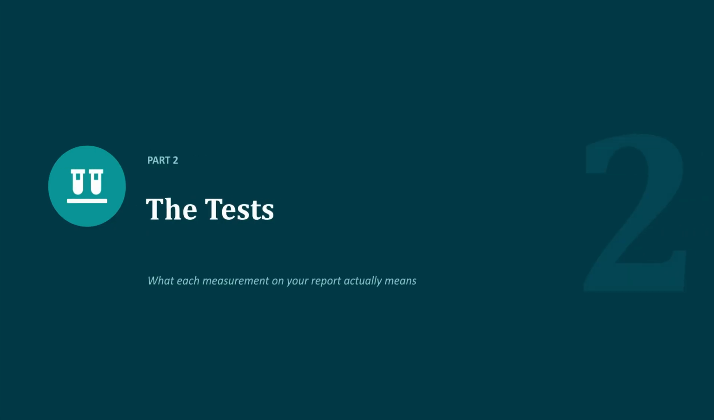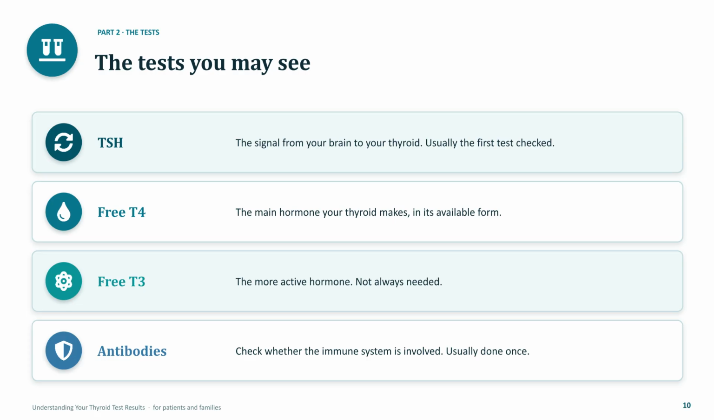In the next part of this video, we will break down the specific tests you might find on your lab report and what those measurements actually mean for you. You may see several tests on your report. TSH is the primary screening signal from your brain. Free T4 is the main hormone in its available form, while free T3 is a more active form that isn't always tested. Finally, antibody tests may be ordered to see if your immune system is involved in your thyroid function.